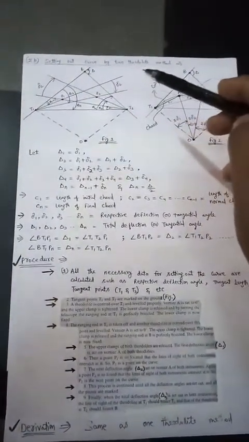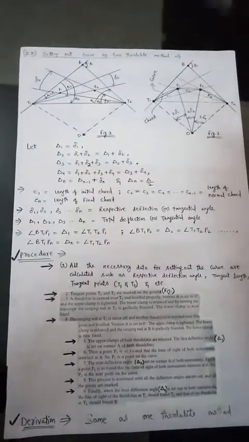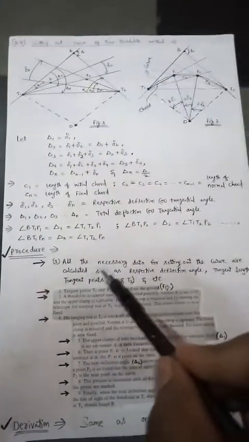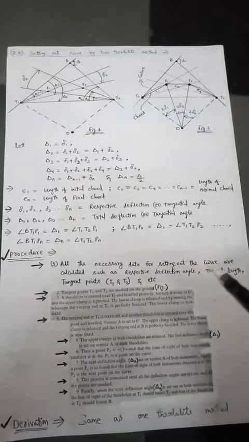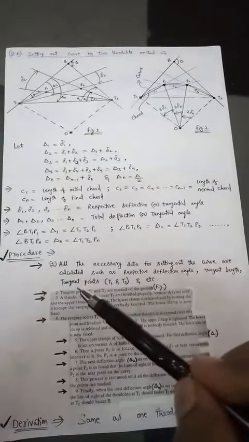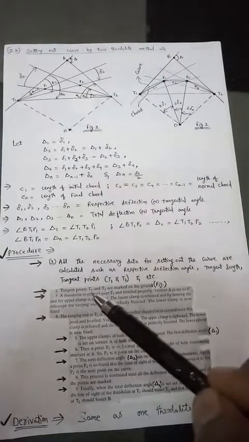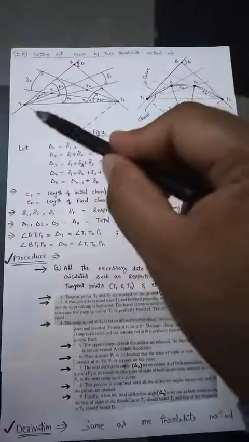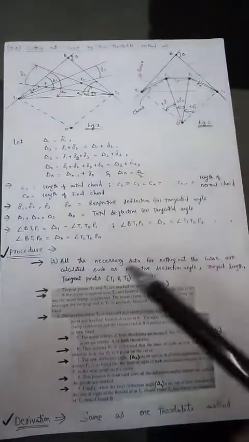Now the second part: setting out a curve by the two-theodolite method. First step, all the necessary data for setting out the curve are calculated, such as the respective deflection angles, tangent length, and tangent points T1, T2, etc. Second, the tangent points T1 and T2 are marked on the ground.